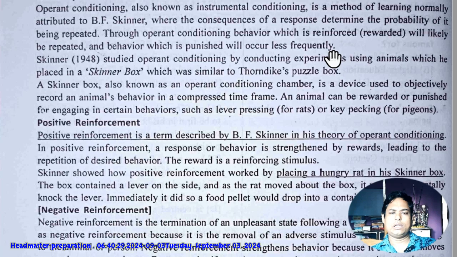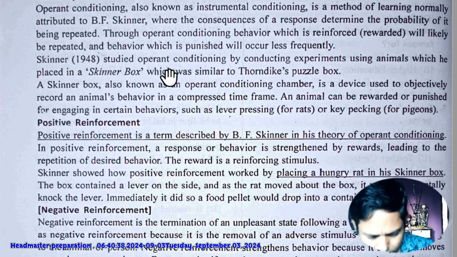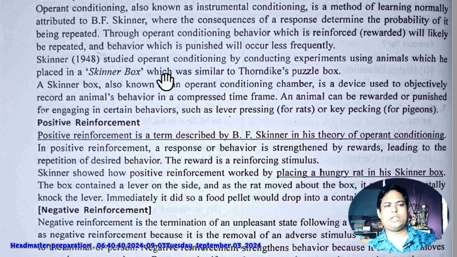Thus, Skinner studied operant conditioning by conducting experiments using animals which he placed in a Skinner box, which was similar to Thorndike's puzzle box.